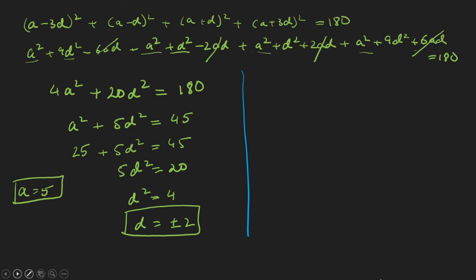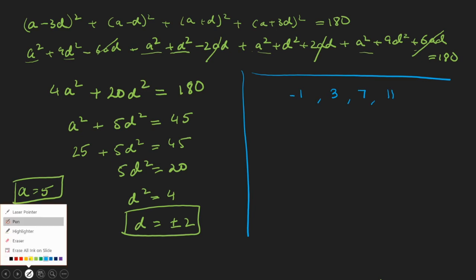I'll just take plus 2 because it's easy to work with. So we would have 5 plus 2, which is 7, 5 minus 2, which is 3, and then we would have 11, and we would have minus 1. Right? These are our four terms of the arithmetic sequence.